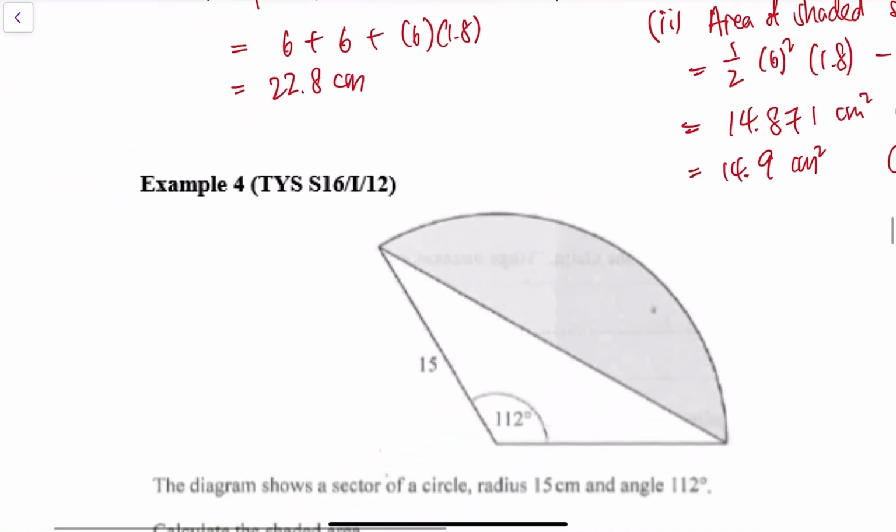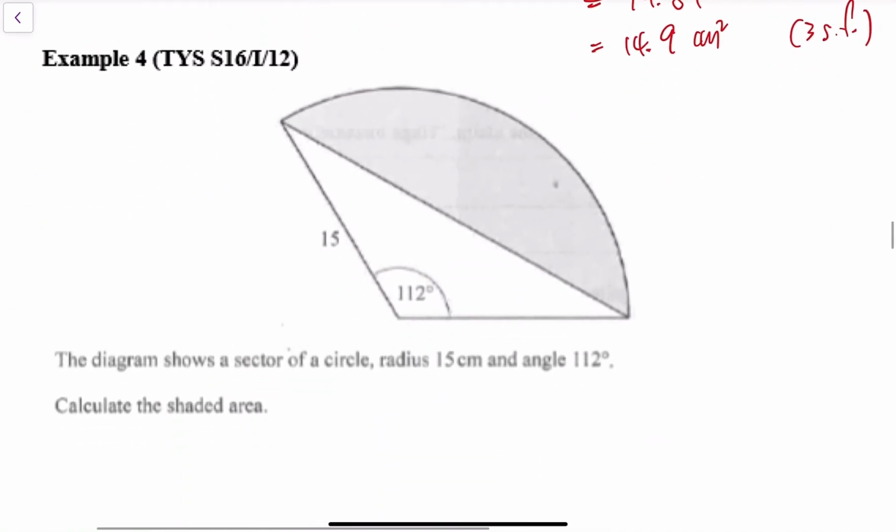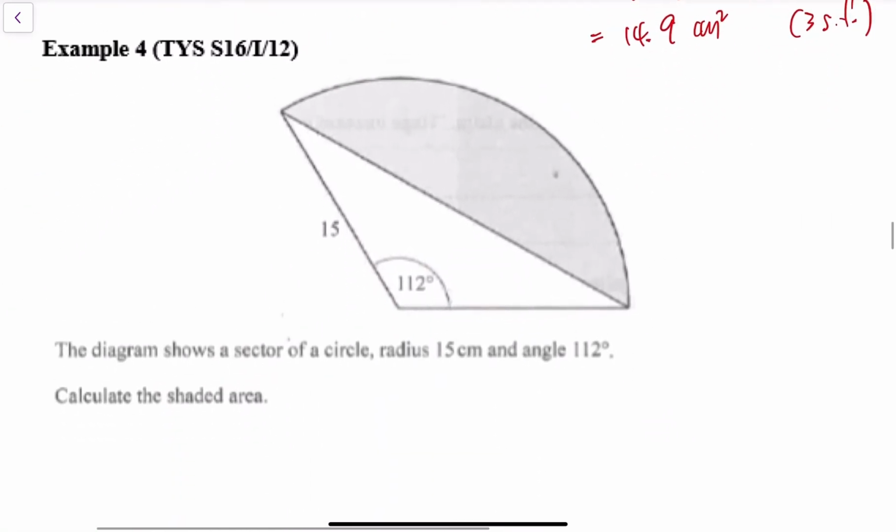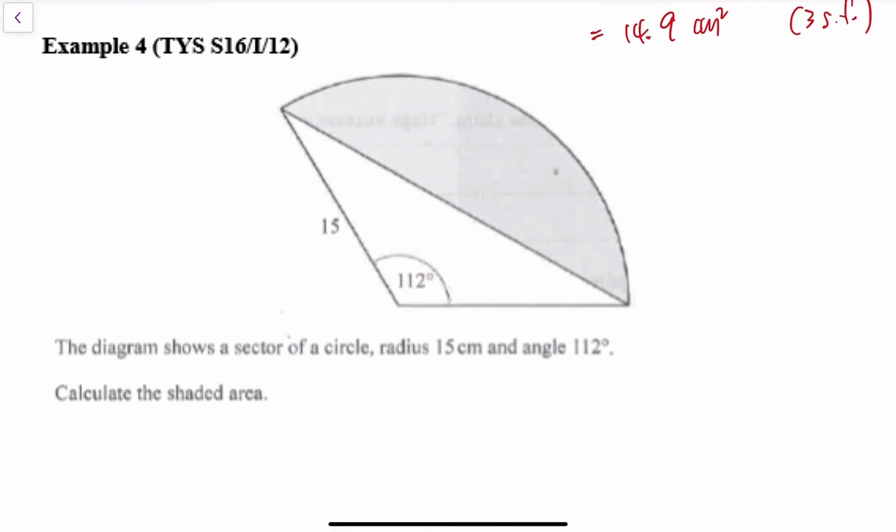Okay, next question. Example 4. The diagram shows a sector of a circle and the radius, so they want you to calculate the shaded area. Now, shaded area, and somehow they give you in degree. So for the sake of this worksheet, let's do everything in radian mode. Okay, so the shaded area, basically what they are asking you to find is the segment. Okay, it's an awkwardly cut pizza, remember?